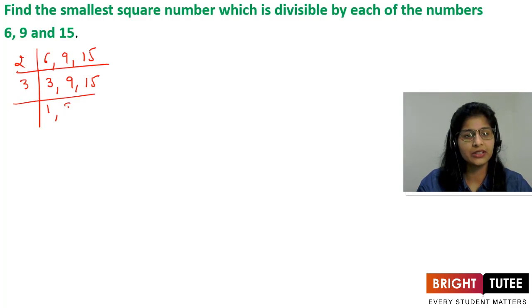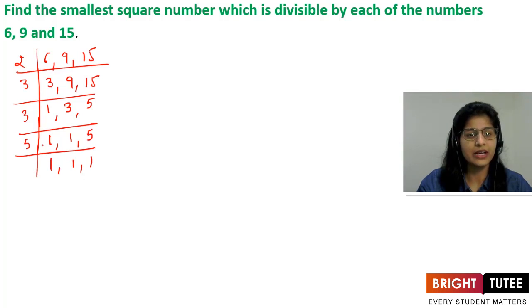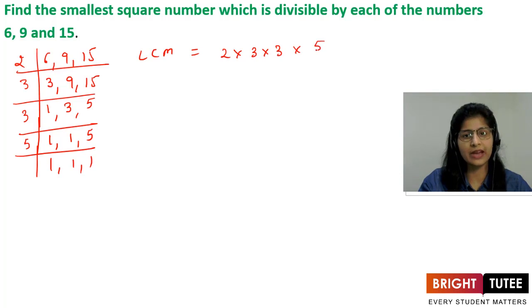3 1s are 3, 3 3s are 9, 3 5s are 15. Now we can go with 3 again. So 1s are 3 and 5 will be left. Then 5, 1, 1, 1. So just see, what is the LCM of 6, 9 and 15? It is 2 cross 3 cross 3 cross 5.